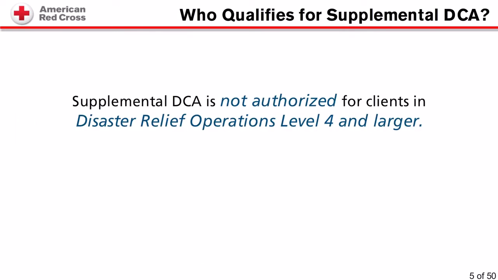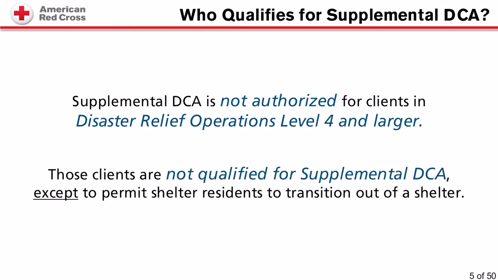Supplemental DCA is not authorized for clients in disaster relief operations level 4 and larger. That means those clients are not qualified for Supplemental DCA, except to permit shelter residents to transition out of a shelter. Any change to this standard will be published in a doctrine bulletin for that particular DRO. Your supervisor will brief you in this situation.